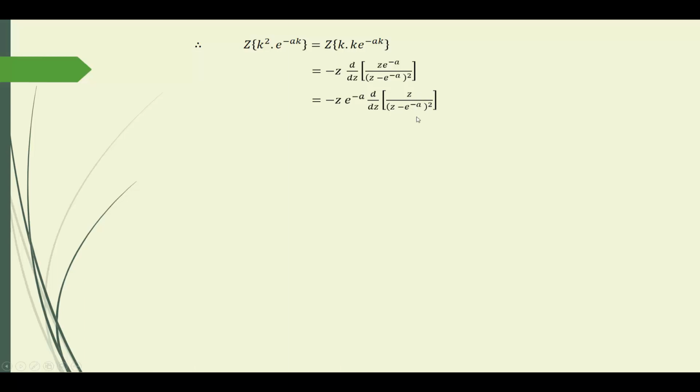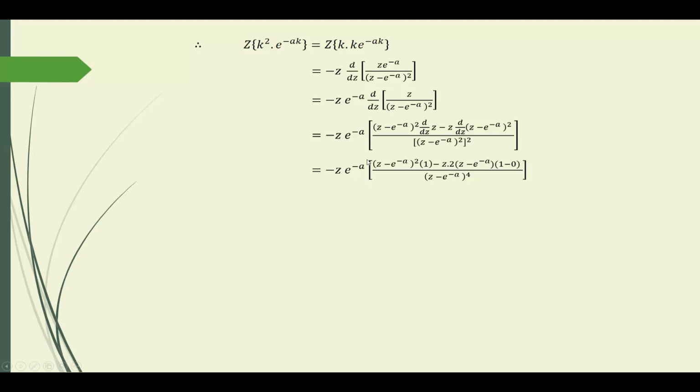Apply the u upon v formula of derivative, so equal to minus z e raised to minus a. In the numerator, v means z minus e raised to minus a bracket square into d by dz of z, minus z into d by dz of z minus e raised to minus a bracket square, upon z minus e raised to minus a bracket square, whole squared. We get minus z e raised to minus a. Now inside the bracket, the derivative of z is 1, minus z, the derivative of the bracket square is 2 into z minus e raised to minus a, the derivative of z is 1, the derivative of e raised to minus a is 0, upon z minus e raised to minus a bracket raised to 4.